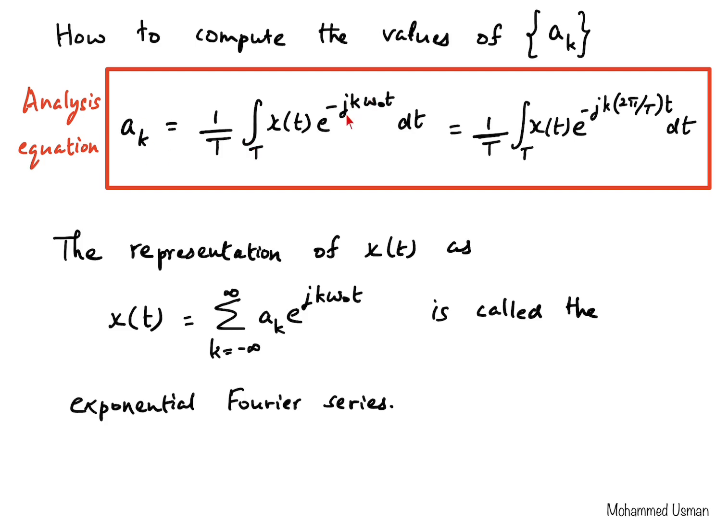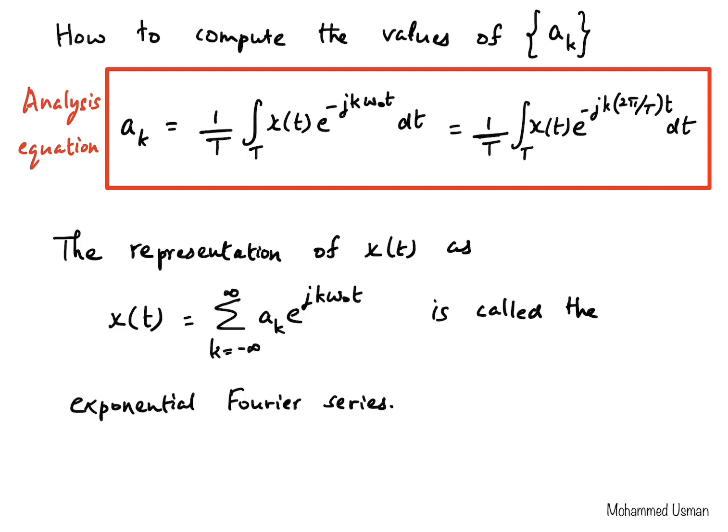For a1, we'll put k equal to 1. For a2, that is for k equal to 2, we'll put k equal to 2 in this exponent as well. And for k equal to 3, we'll put k equal to 3 in this exponential here, and so on, and we'll compute this integral, and that will give us the values of each of the a_k. And this equation that we have here is called the analysis equation.